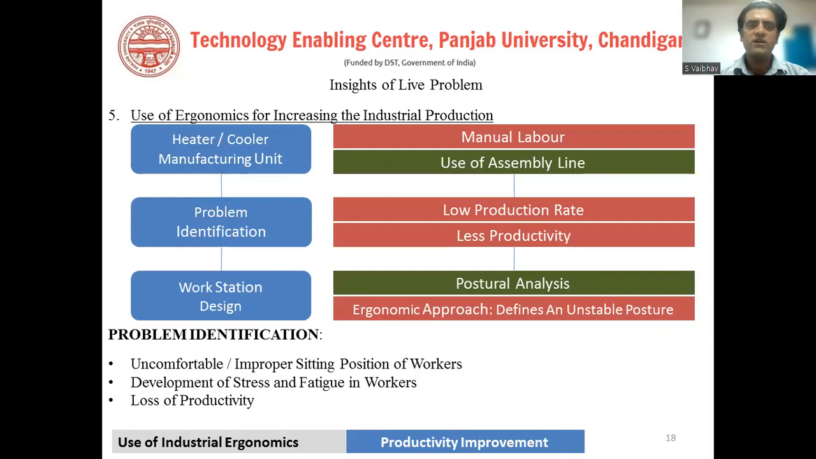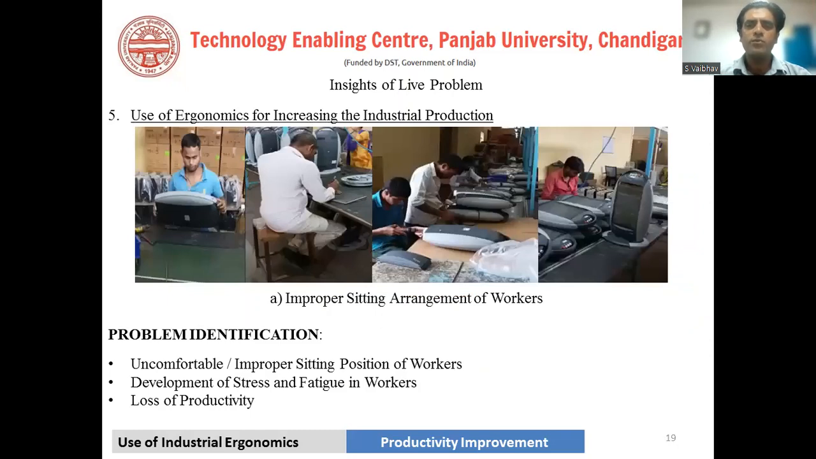So we had visited a heater manufacturing unit that uses manual labor. They use an assembly line, but the production rate was very low. When we analyzed the postural analysis with the ergonomic average, it defined an unstable posture that led to the development of stress and fatigue for the workers, and there was a loss of productivity. The requirement is the use of industrial ergonomics for productivity improvement.